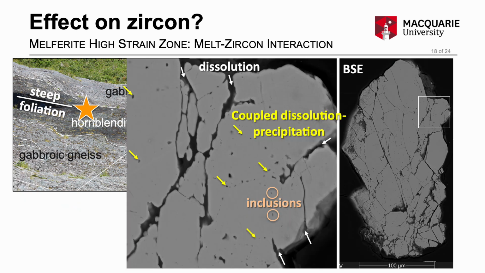The most extremely modified zircon grains from the melphorite high-strain zones are crisscrossed by many dissolution channels. In between these channels, throughout the whole grain, there is spectacular preservation of fine porosity that is distributed and in trails. Some pores are filled with epigenetic mineral inclusions.